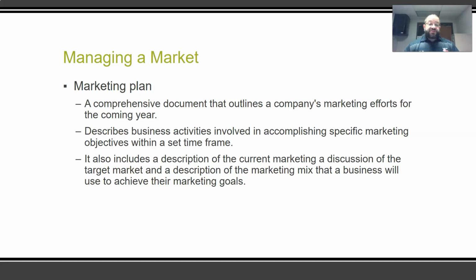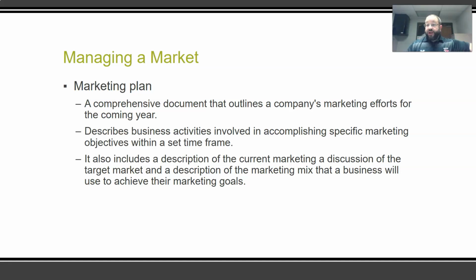It describes the business activities involved in accomplishing specific marketing objectives for a set period of time, okay? What do we hope to achieve during this time frame? What do we want to do, right? Do we want to start penetrating the market with a new product? Do we want to start outselling the leading brands? Do we want to compare ourselves and compete with other companies, or are we happy where we are?